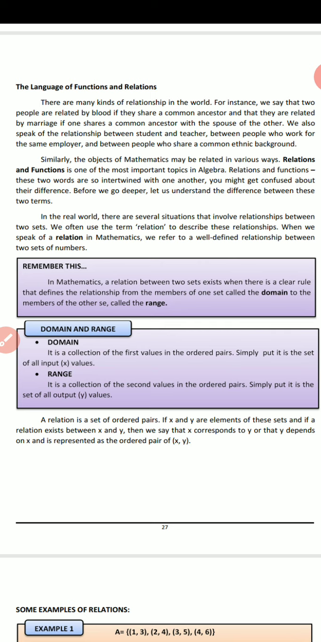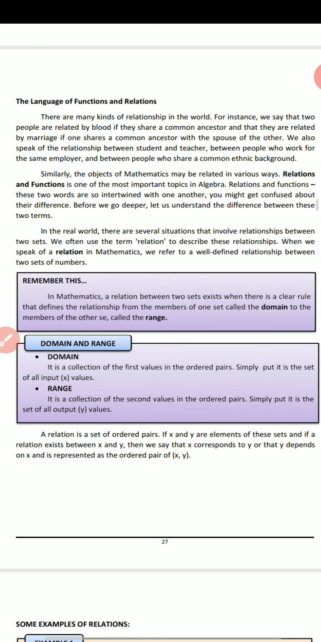So, we also speak of the relationship between student and teacher. Hindi yung, alam nyo na, yung jowa ni teacher, estudyante. Hindi yan. So, yung student-teacher relationship, professional relationship ang tawag doon. Between people who work for the same employer, and between people who share a common ethnic background. So similarly, the objects of mathematics may be related in various ways.